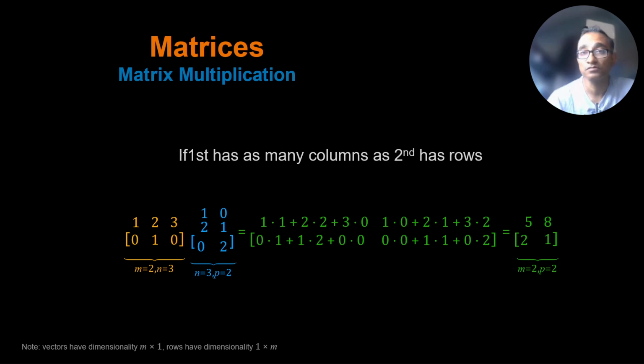You can also multiply matrices. Again, the condition is that the number of columns in the first one should be equal to the number of rows in the second. So here, if you see, the number of columns in the first one is 3, the number of rows in the second one is 3, they are matching, and you can then multiply these matrices element by element.